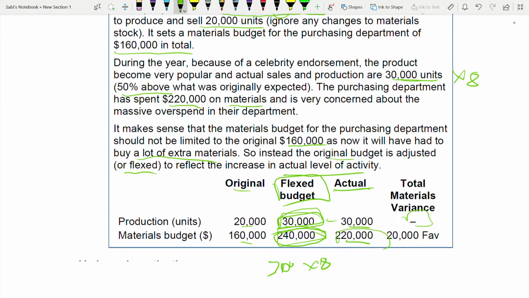But for the next one, 240,000 minus 220,000, 20,000 favorable. You see, because in the flex budget, it was 240,000. But actually you have spent 220,000. So 20,000 you have saved. That's why it is 20,000 favorable. Whenever you're calculating variance, that means the difference between budget and actual, you have to write whether it is favorable or adverse. Favorable means it's good for you, positive. Cost is less than the budget. Adverse means the opposite. Okay.